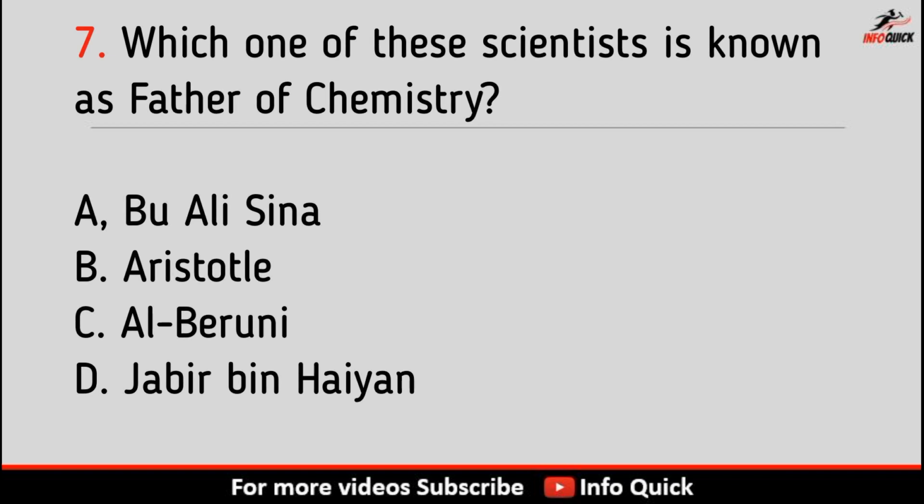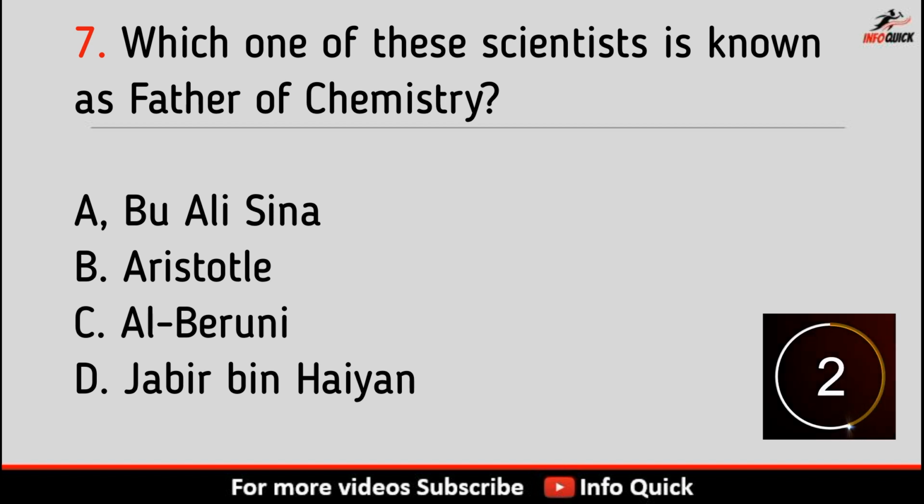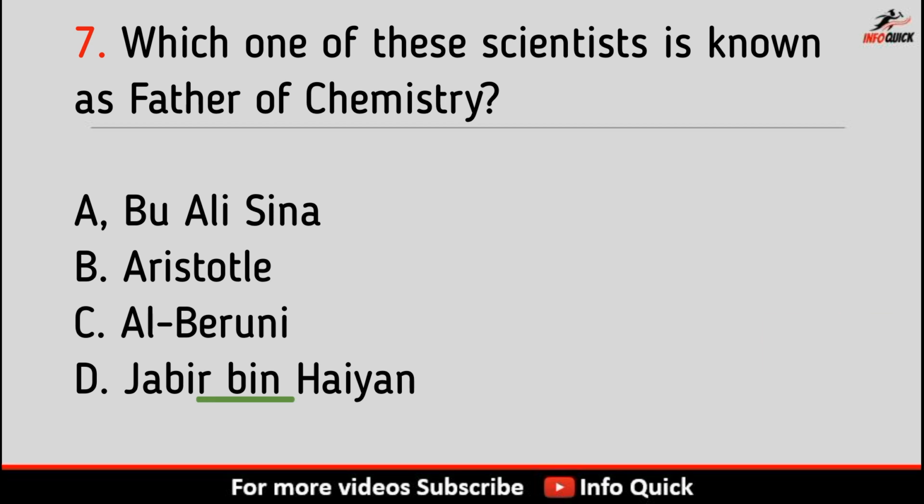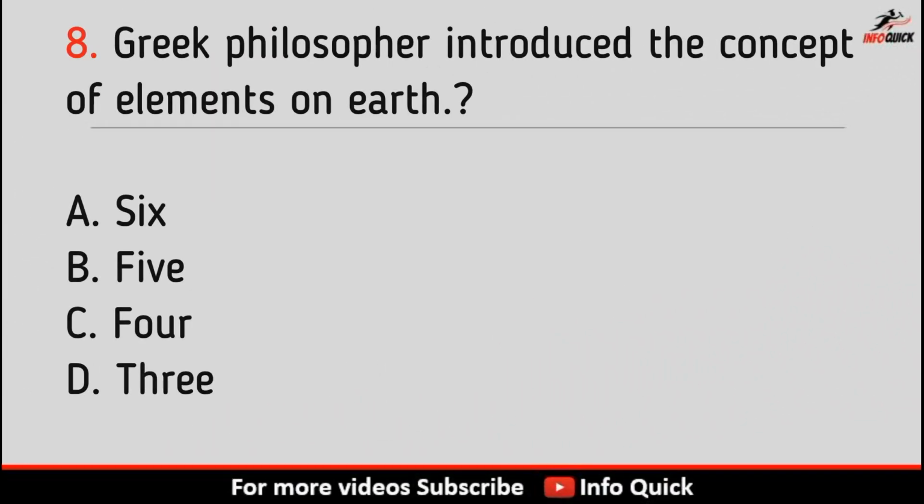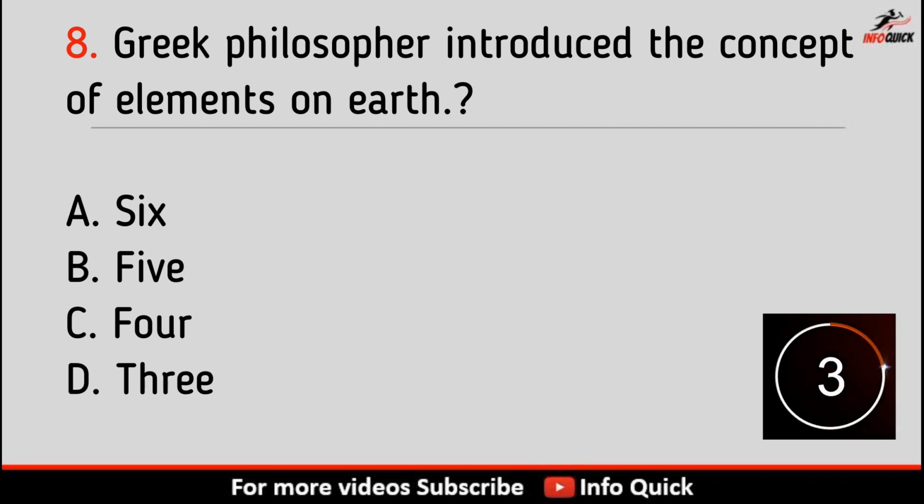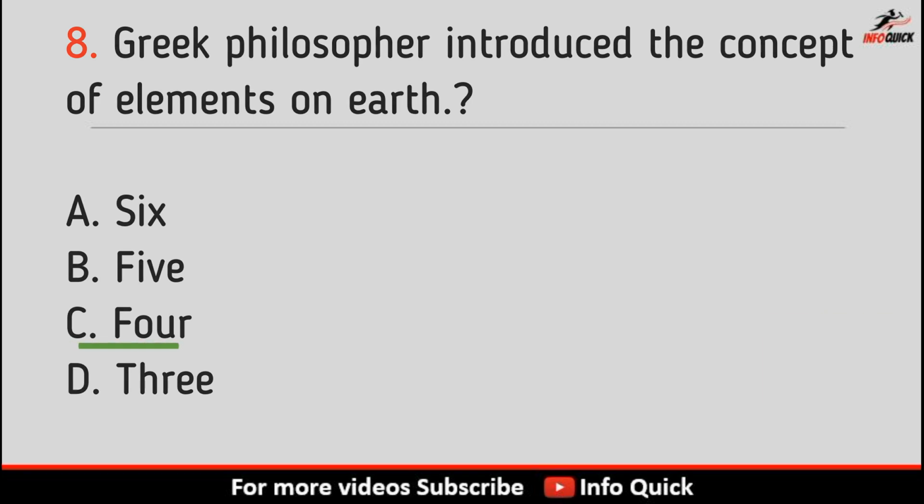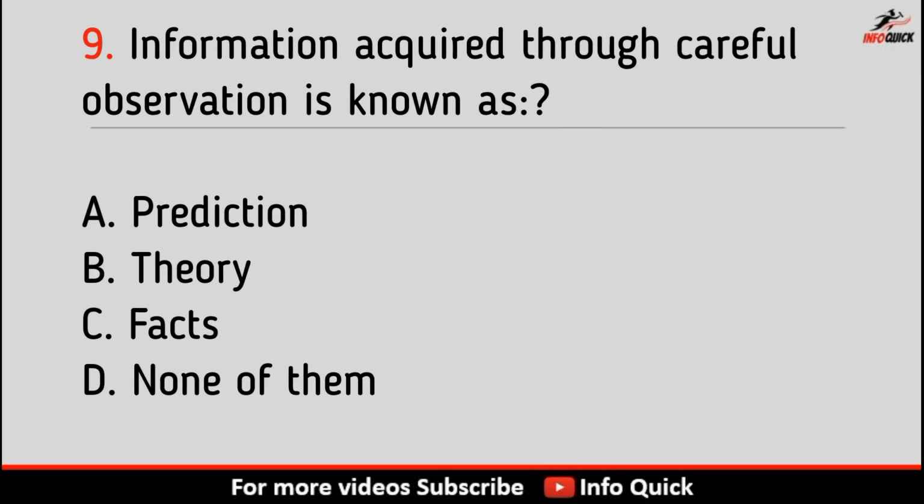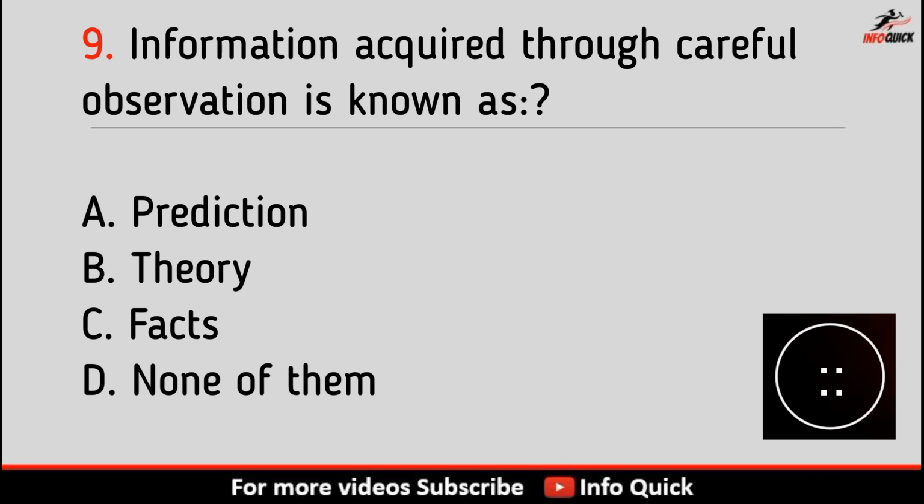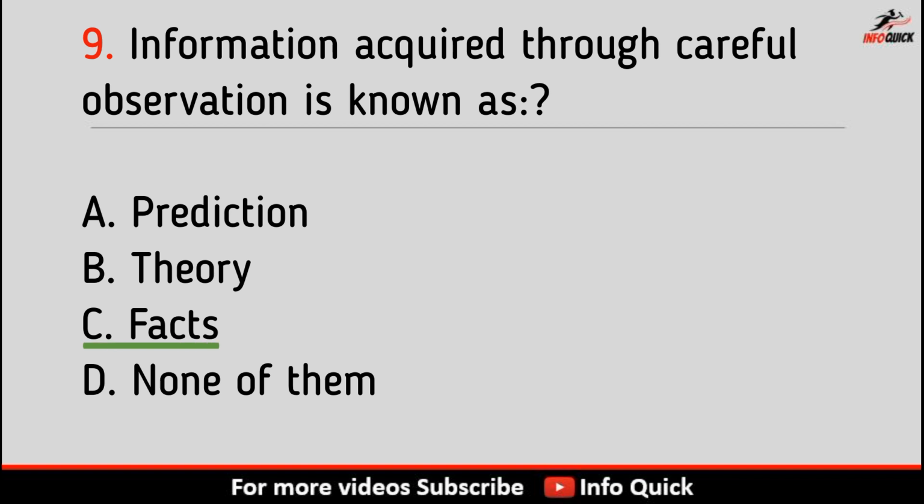Which one of these scientists is known as father of chemistry? Jabir bin Hayyan. Greek philosopher introduced the concept of elements on earth. Four. Information acquired through careful observation is known as facts.